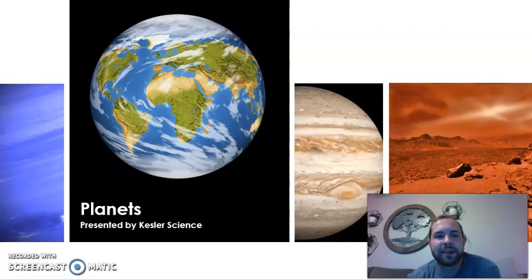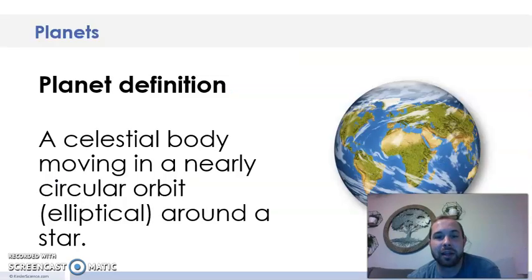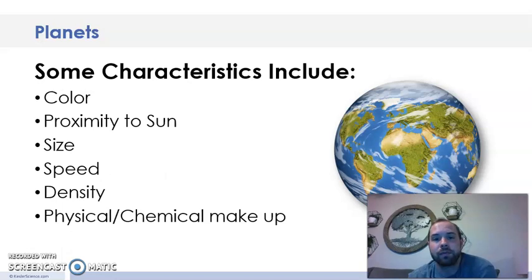All right. So what is the definition of a planet? It's a celestial body moving in a nearly circular orbit. You could hear it referred to as a circular orbit or elliptical, so elliptical around a star. Celestial means in relation to the sky or outer space. So the planet definition could be explained as a large object in our space moving in a nearly circular orbit around a star.